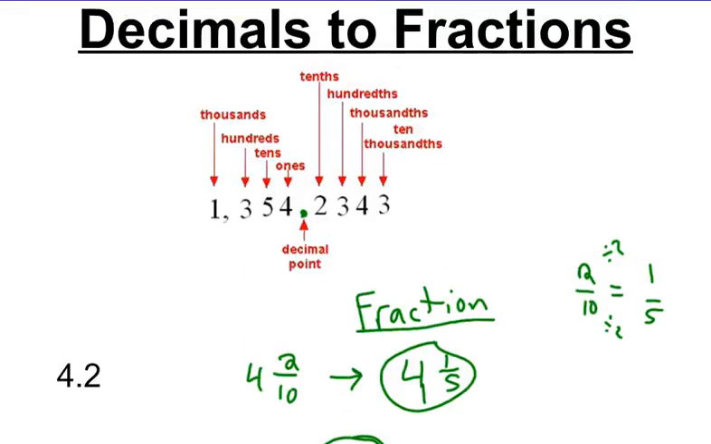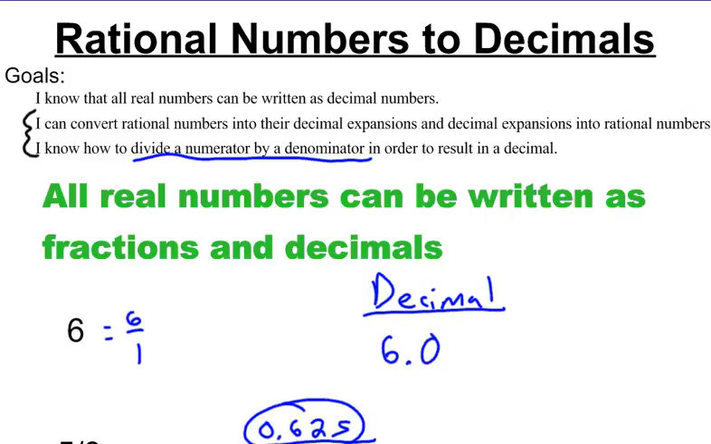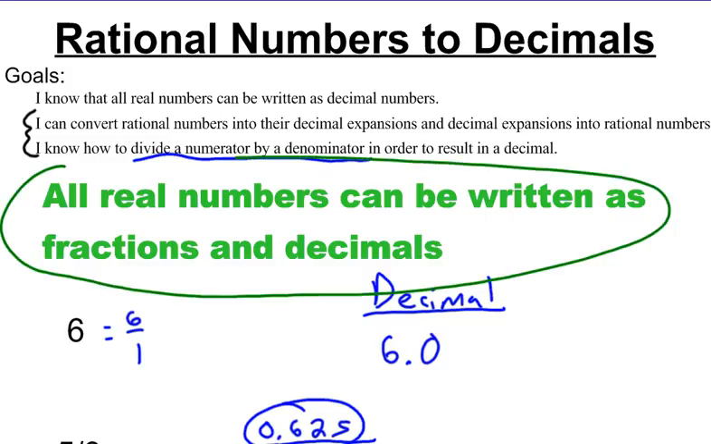And we already did fractions to decimals, or just regular whole numbers to decimals. So that's our lesson. That's covering those goals. We know that all real numbers, it says it right here, can be written as fractions and decimals. We just showed it for 6 examples. And we can convert from rational numbers, or fractions, to their decimals, and from decimals to their fractions. All right, that's the lesson.